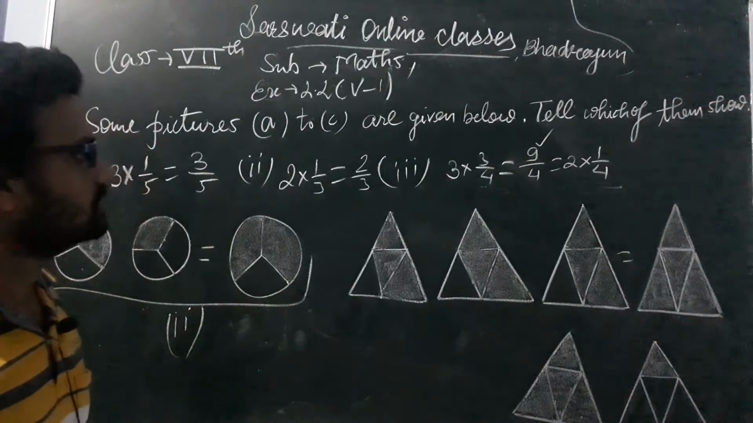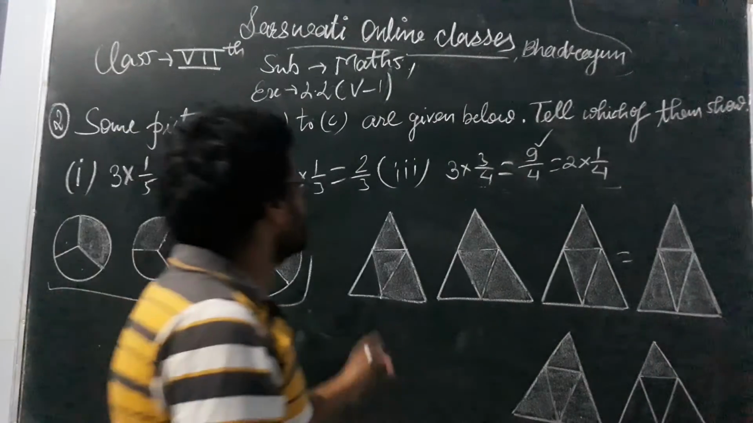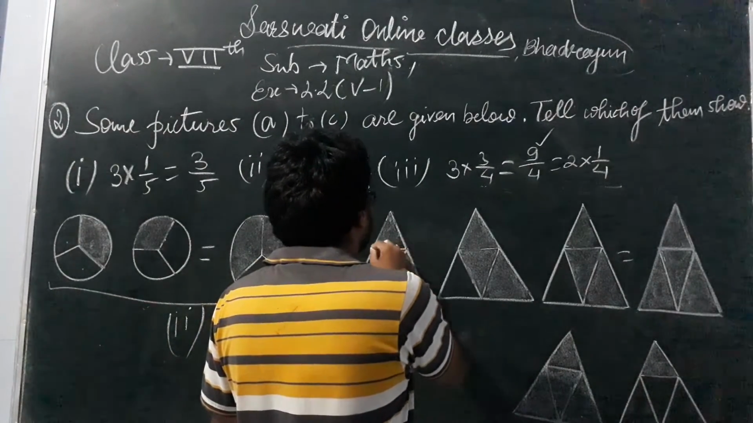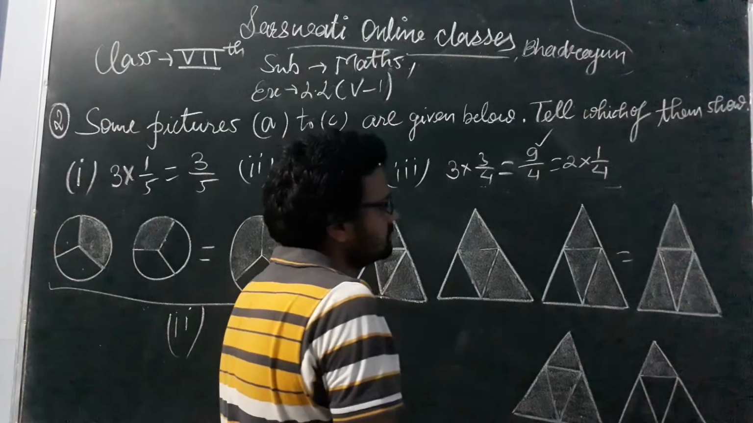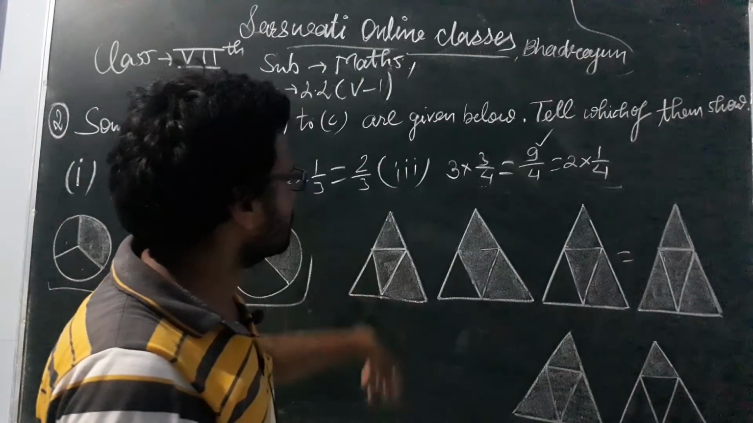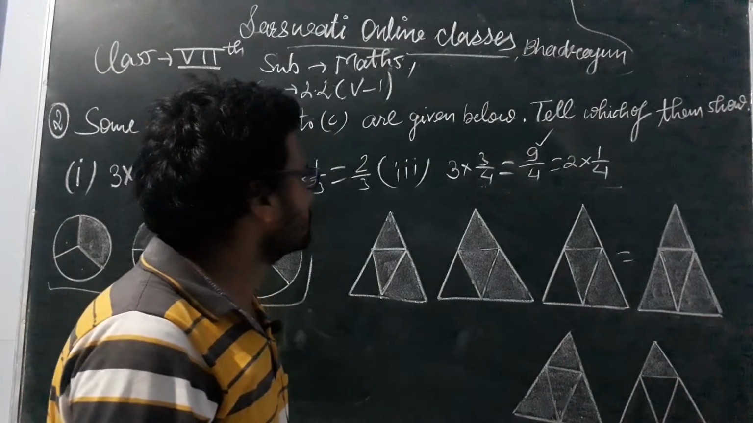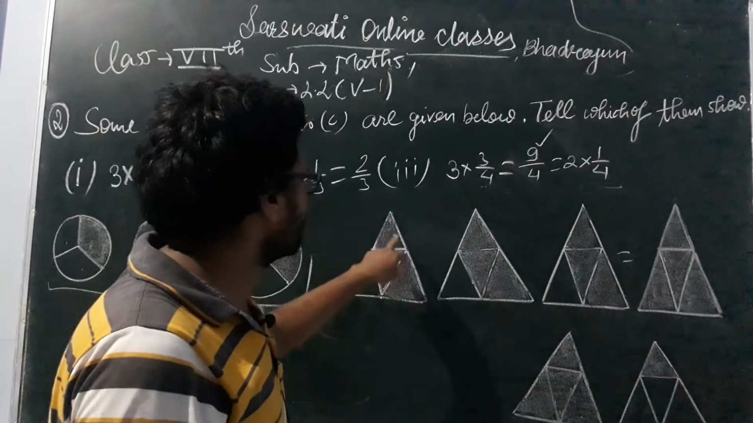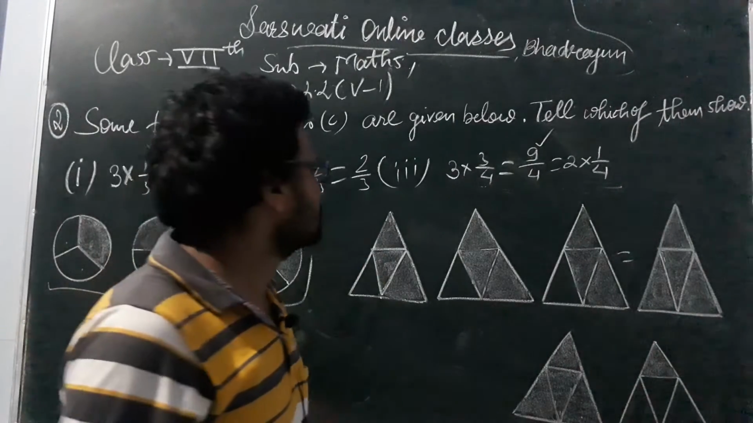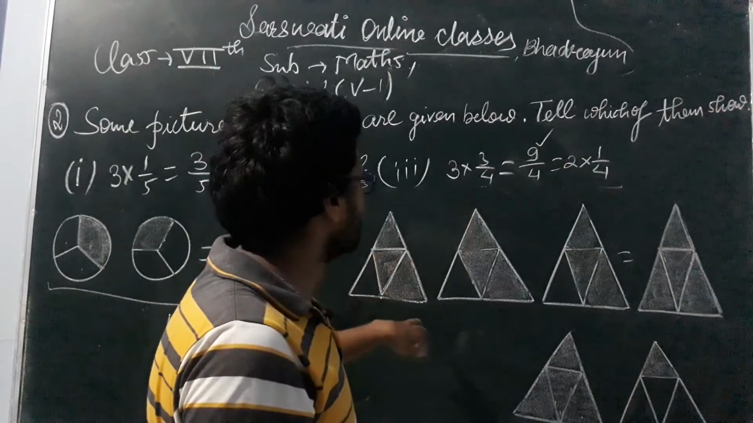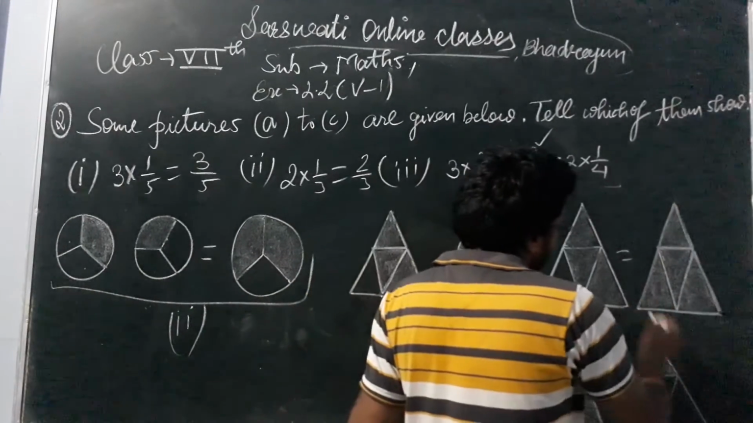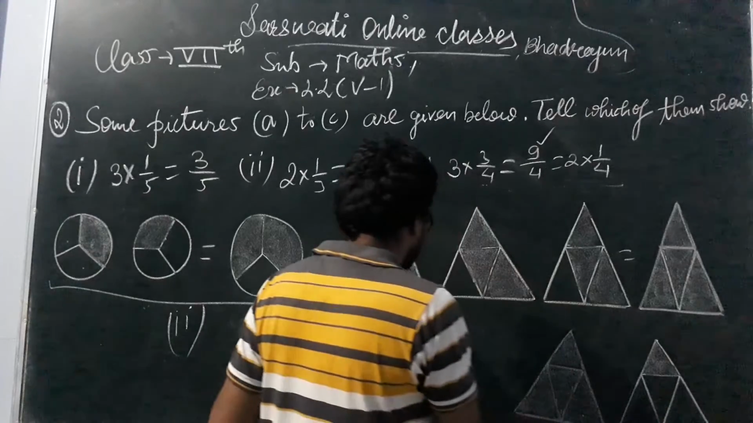Now here we are seeing these are four parts and one is non shaded, means we have taken 3 parts out of 4, because 3 are shaded. 3 parts out of 4 means 3 by 4. So this is 3 by 4 and 3 figures are there. So this is 3 into 3 by 4, which equals 9 by 4. So this is our number third.